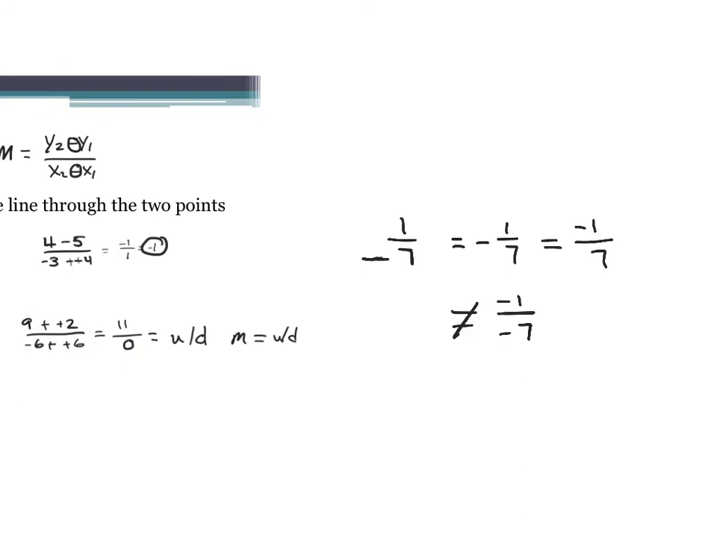Why is that last one different? Because two negatives equal a positive. Two negatives would end up positive. All the top ones end up negative. This one, a negative divided by a negative, would be a positive. That slope would look totally different. That is not the same thing.